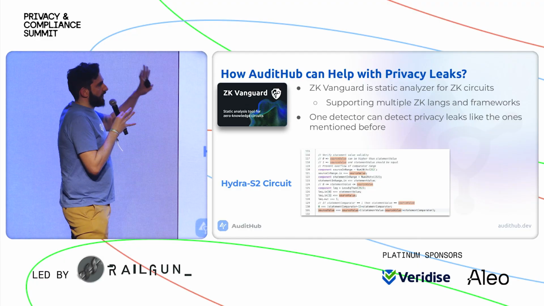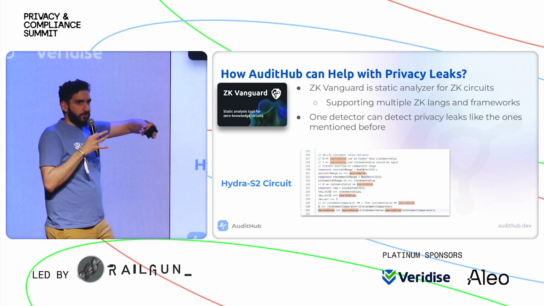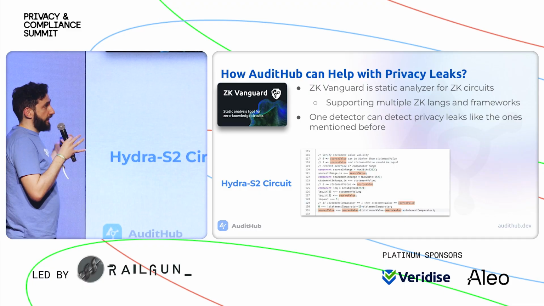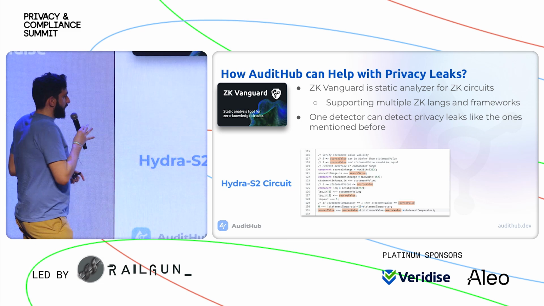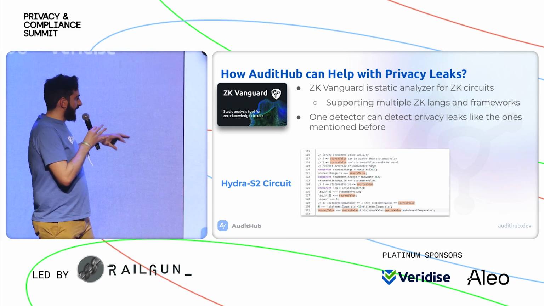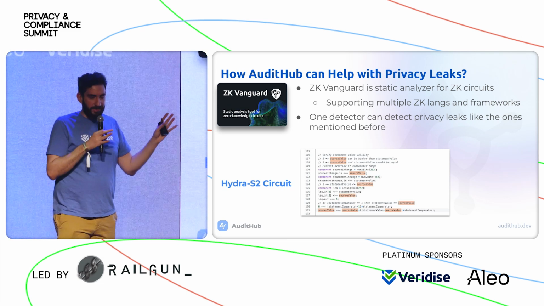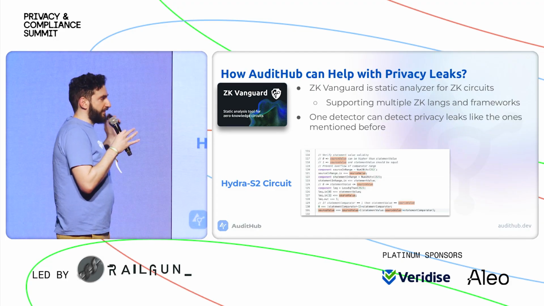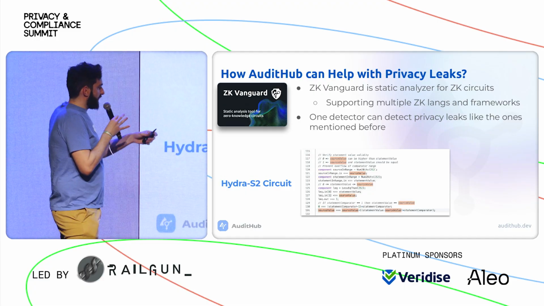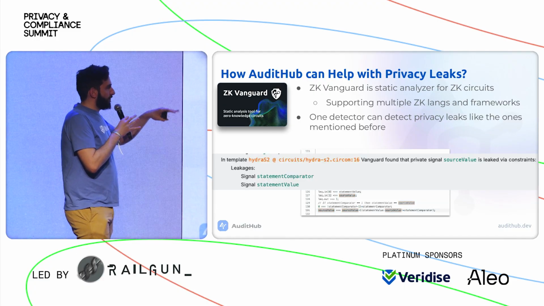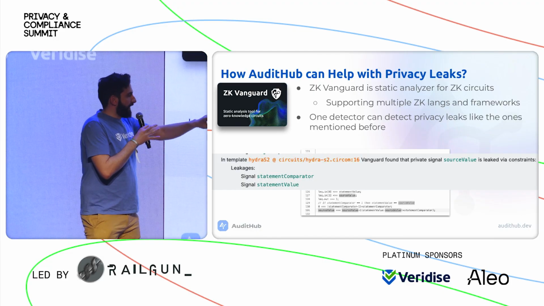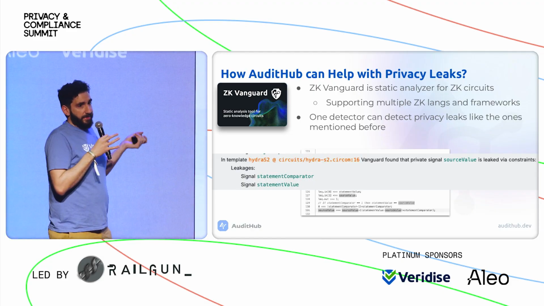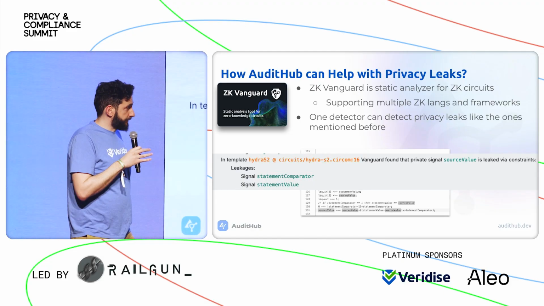One of the detectors that is built in can actually be used to detect privacy leaks, the kind of privacy leaks that I showed in the previous slide. Back in the very early days of ZK, there was this Hydra S2 circuit, a very simple identity provider. If you had run ZK Vanguard on the circuit back then, you could have seen that it would complain that the source value is being leaked, and it would tell you which output values were the ones leaking the information.